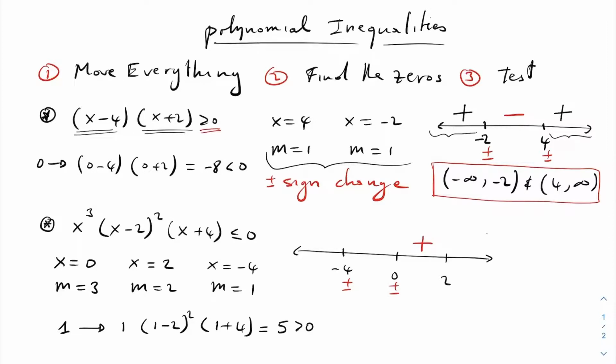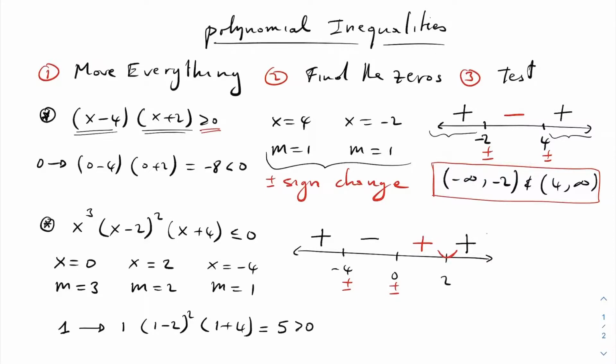And so since I know the sign of this region, I can just auto-complete the sign of the other regions, keeping in mind the multiplicity of those zeros. So when I go through 0, the sign is going to change to negative. And when I go through negative 4, the sign is going to change again to positive. But when I go through 2, the sign is going to stay the same, and it's going to be still positive. Because remember, the graph is going to be bouncing back to the positive region as it gets to 2, because the multiplicity happens to be even.